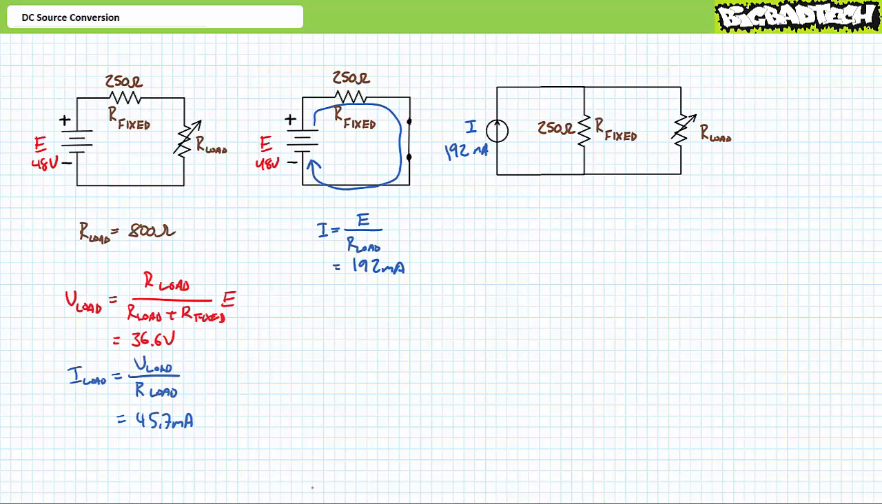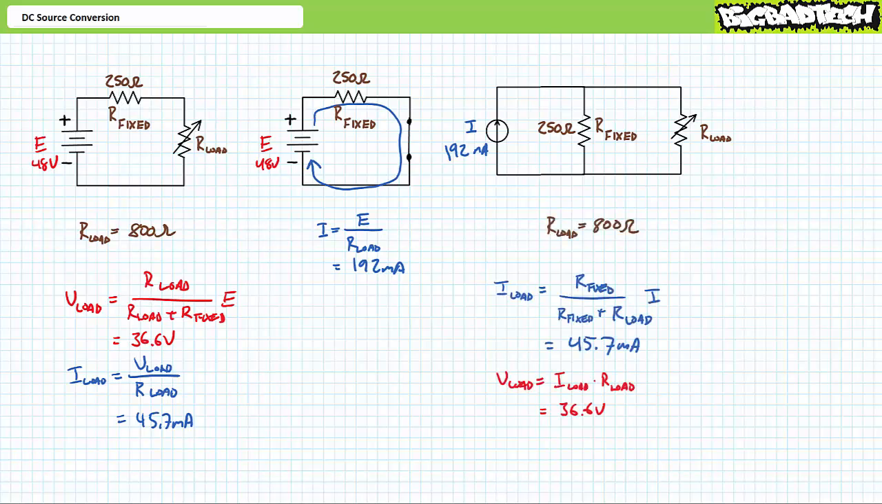As proof of this equivalency, with the load resistor set at 800 ohms, our original configuration is a perfect setup for the DC voltage divider rule. We know applied voltage and we know both resistances in a series combination of two elements. An application of the DC voltage divider rule demonstrates voltage across the variable load resistor set at 800 ohms is 36.6 volts. A subsequent application of DC Ohm's law demonstrates current through the variable load resistor will be 45.7 milliamperes.